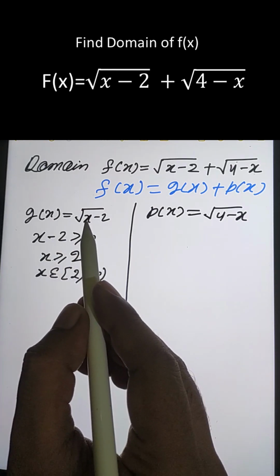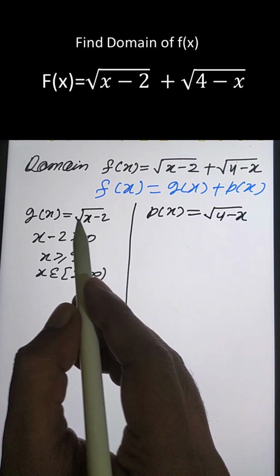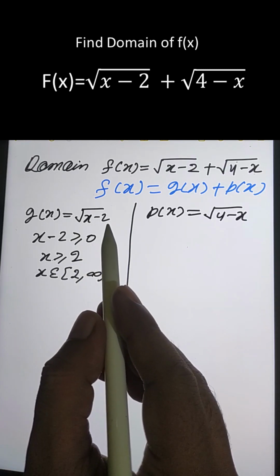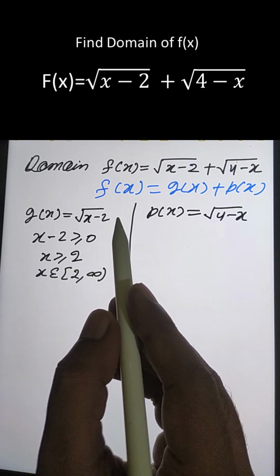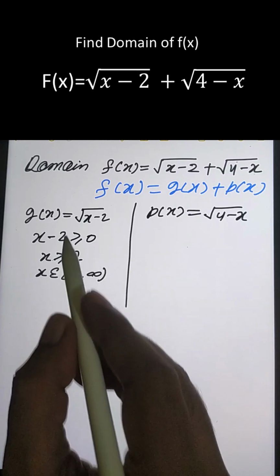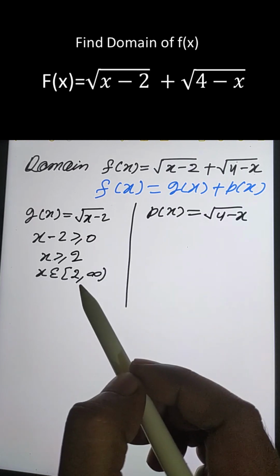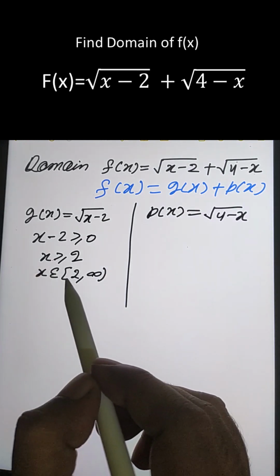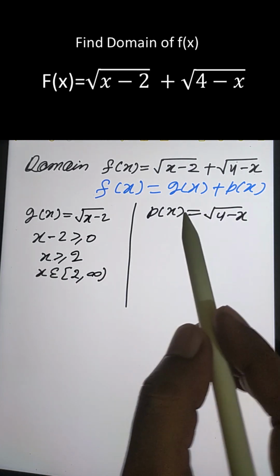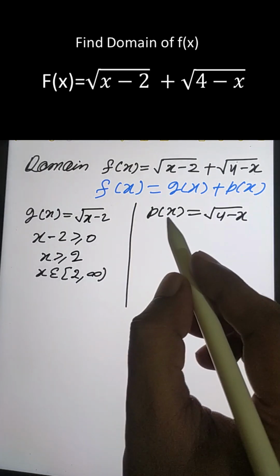Suppose we put 2, then we get 0, which is defined. If you put 3, the square root of 3 minus 2 is the square root of 1, which is also defined. Clear or not? What is the domain? If anyone asks about the domain of that function, it is written as the closed interval 2 to infinity. But what about the domain of the other function?